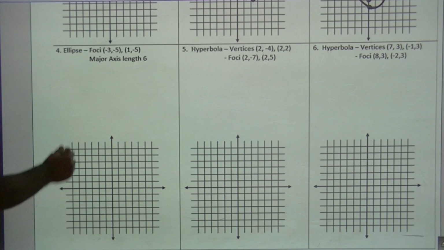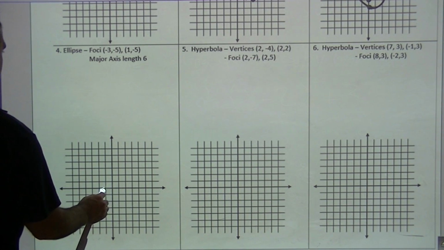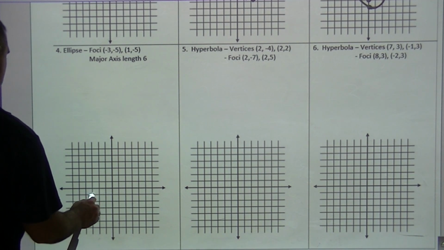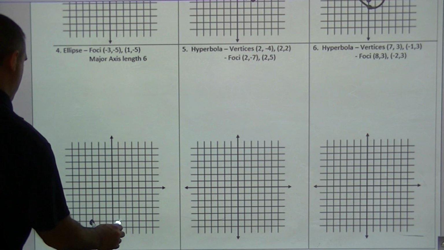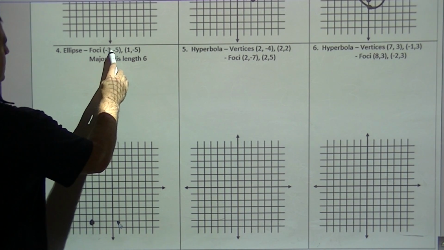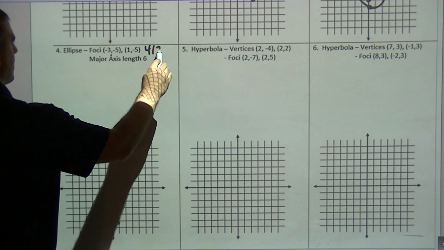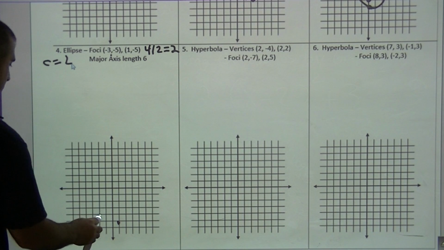hyperbola. It says negative 3, negative 5 for your focus. So 1, 2, 3, 1, 2, 3, 4, and 5. Okay? 1, negative 5. So that total distance is 4. Halfway would be 2. So c is going to be 2 for me. That'll be important in a little bit.